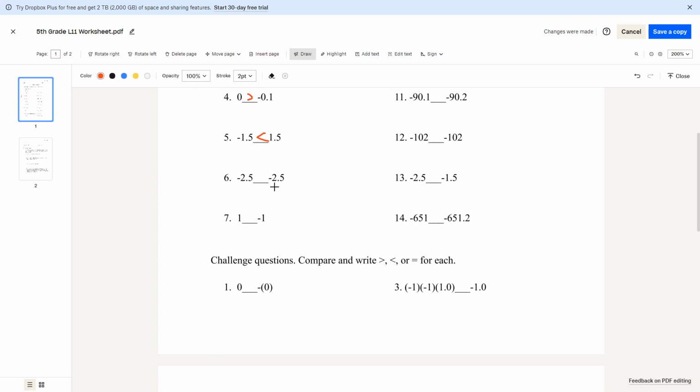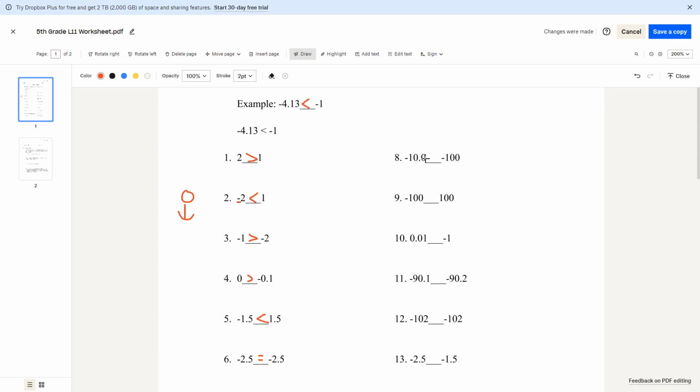Negative 2.5 and negative 2.5. These two are equal. 1 and negative 1, then negative 10 and negative 100. Don't let this decimal point fool you here. You can read it as negative 10 because after the decimal point, if there's a 0 and no other numbers, you can just imagine the 0 is not there. And here, if you read it like this, then it says negative 10 versus negative 100, negative 10 is greater.